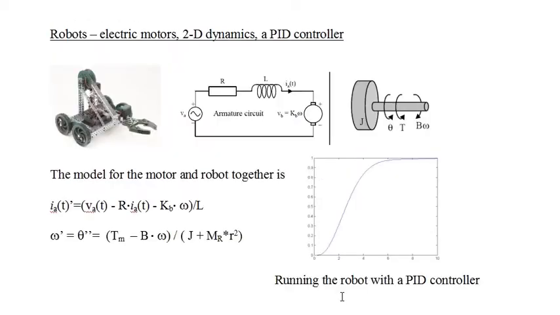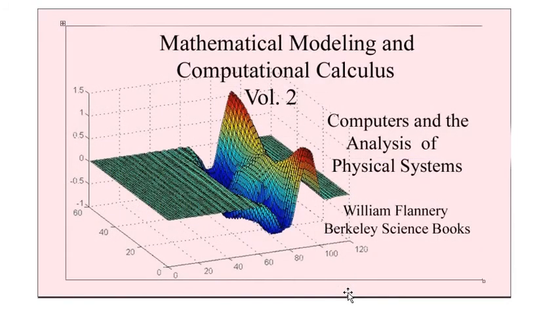Finally, we model a robot, starting with the circuit model for the electric motor and the dynamic model for the robot cart. The graph shows the result of using a PID controller to move the robot 1 meter. This completes the first course. The second course covers the material in the second book.